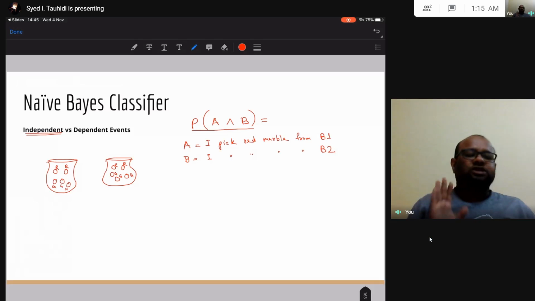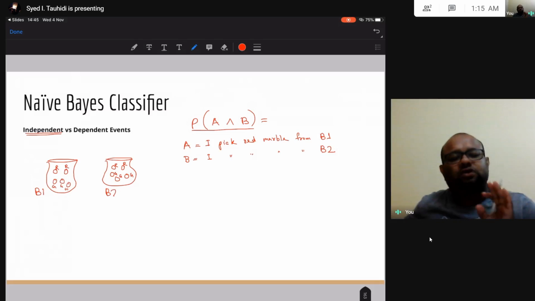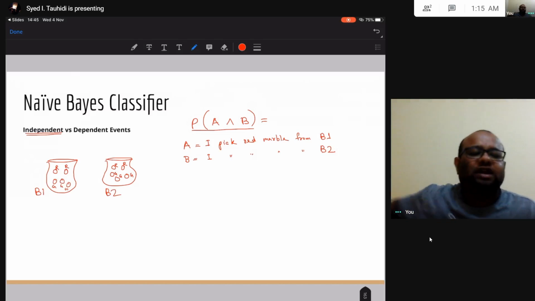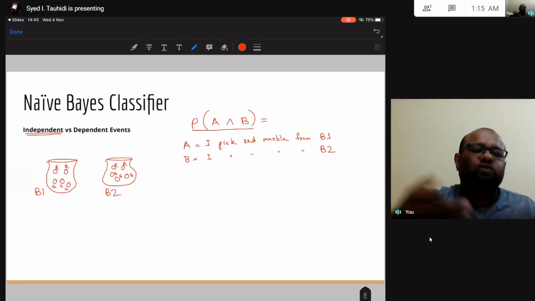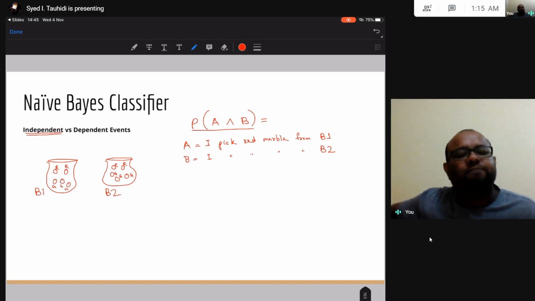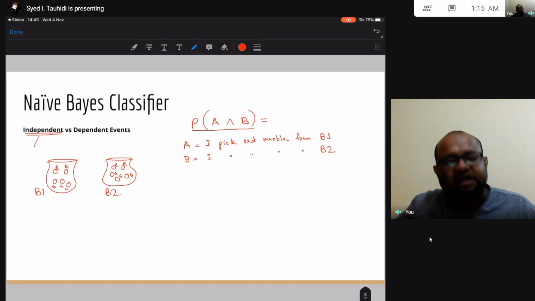Alright, now here is a question that I want to ask beforehand. So this is bag 1, and this is bag 2. Here is my question: is me picking a marble from bag 1 going to influence what I pick from bag 2? That means if I pick a red marble from bag 1, is it going to influence my probability of picking a red marble from bag 2? No, right? Both of these are independent events. So we are talking about independent events right now. What is going to happen if both of these are independent events?